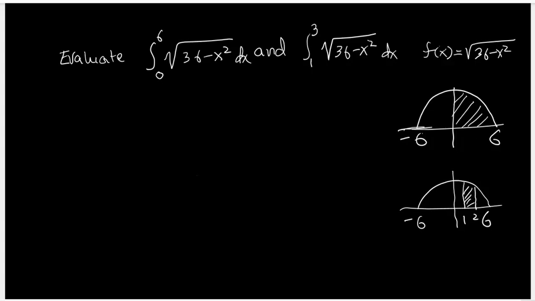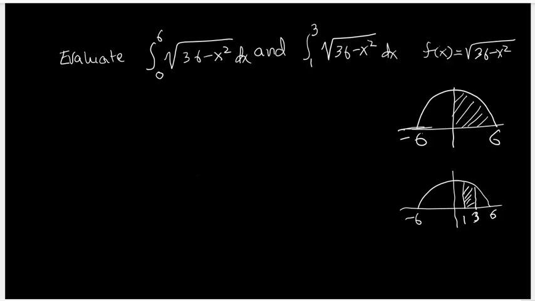In this video, we'll be taking a special integral from 0 to 6 of the square root of 36 minus x squared. And we are also taking the same function, but we'll integrate between 1 and 3.